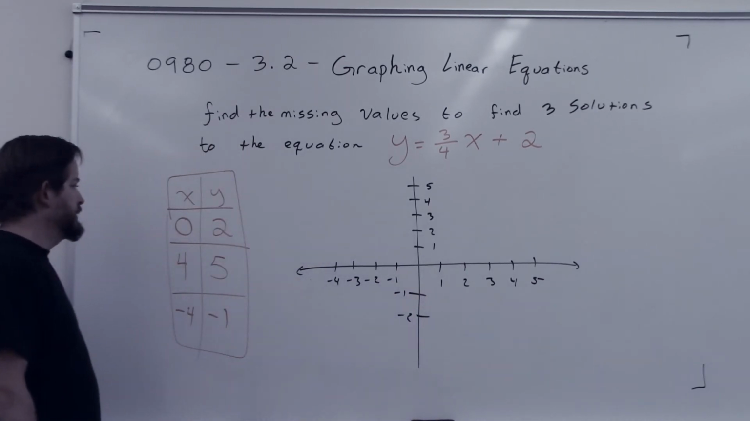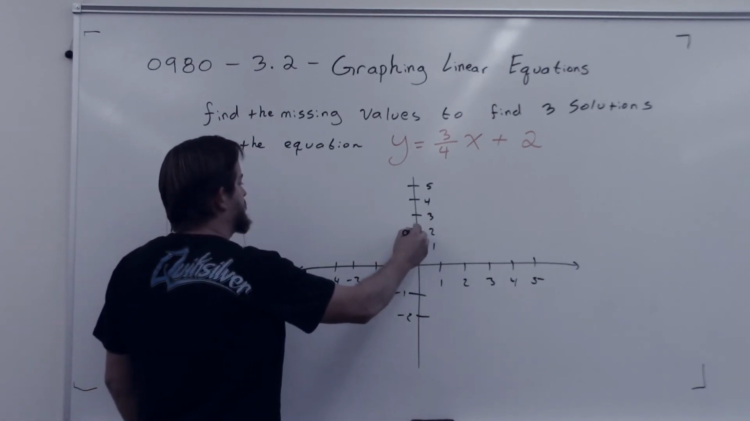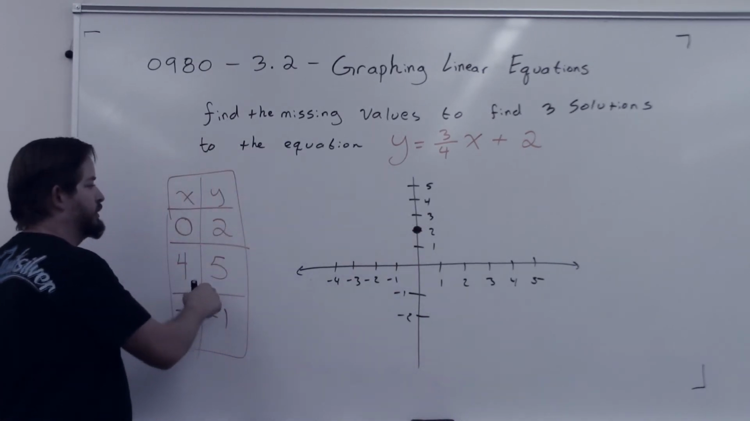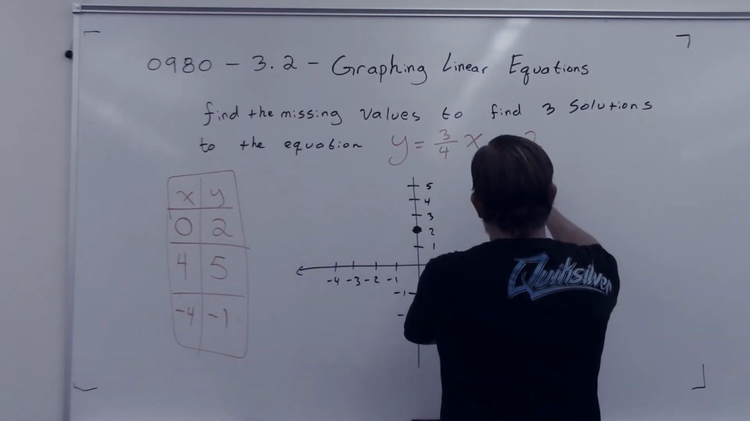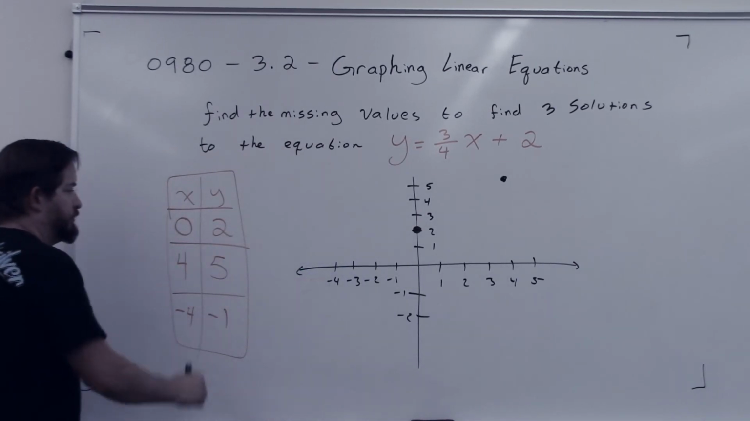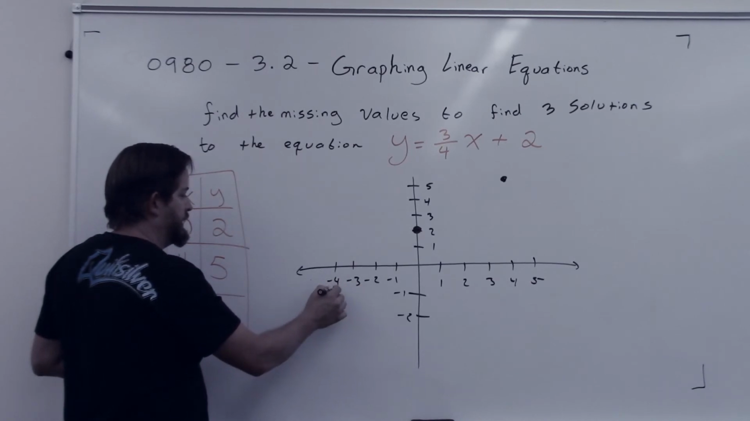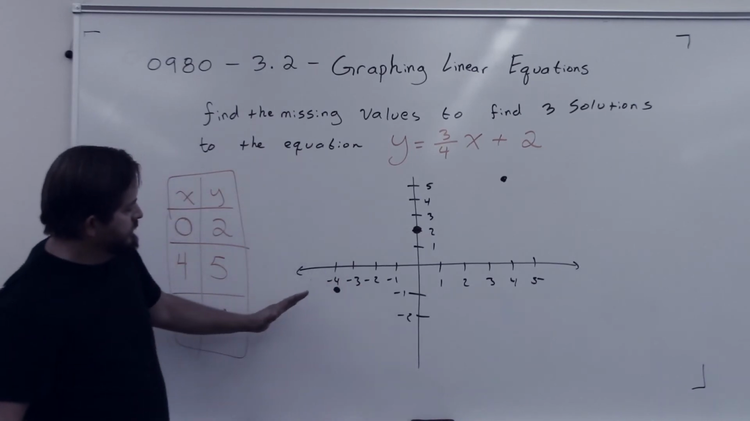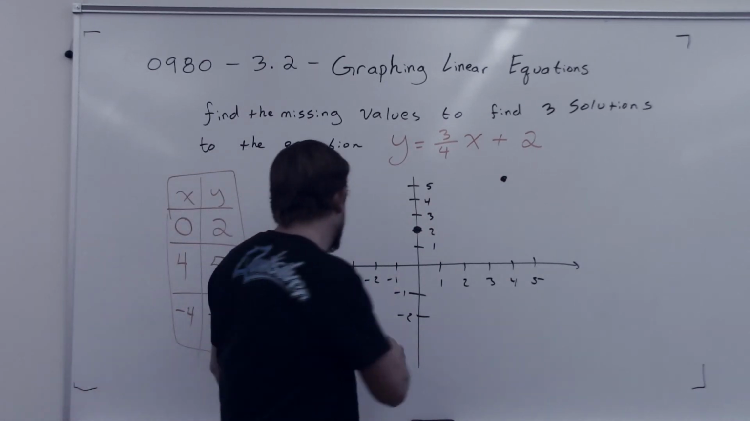That should do for the tick marks. I have a point at 0, 2, which is here. I have a point at 4, 5, so all the way to 4 and then all the way up to 5. Looks like there. And then negative 4, negative 1. So negative 4 in the x and then negative 1 in the y. And to the best of my abilities, I have a straight line here, right?